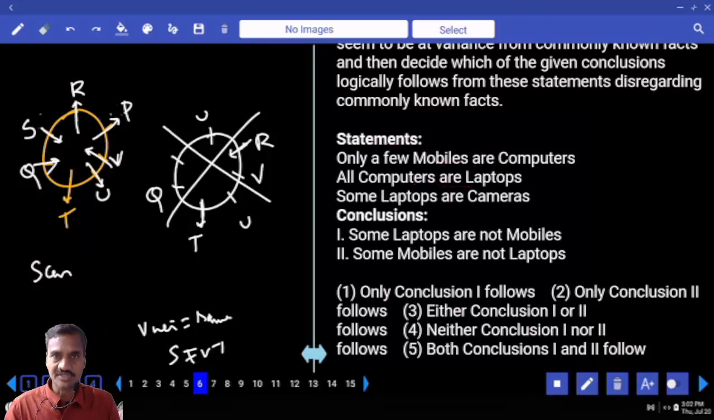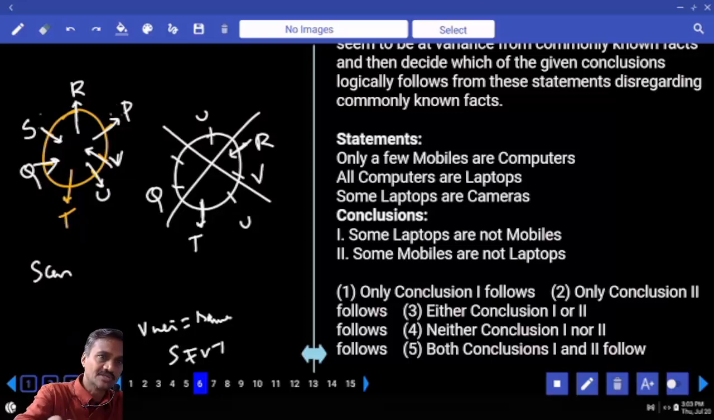Now 6 to 8, these 3 come under which category? Syllogisms. Some syllogisms come under first or second priority, definitely under the first priority, isn't it? Only a few mobiles are computers. How many mobiles are computers? Only a few.